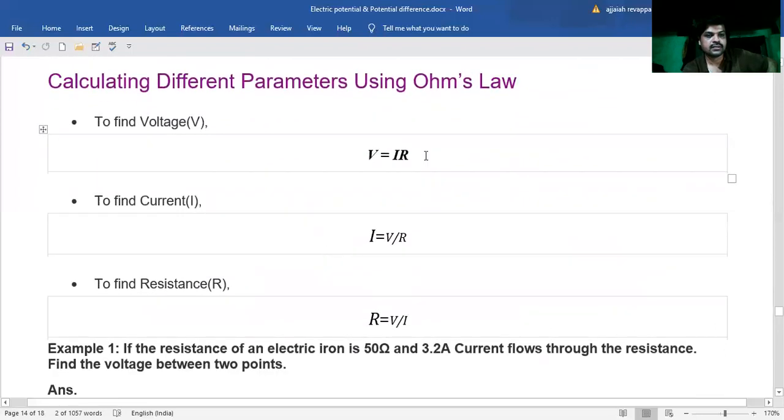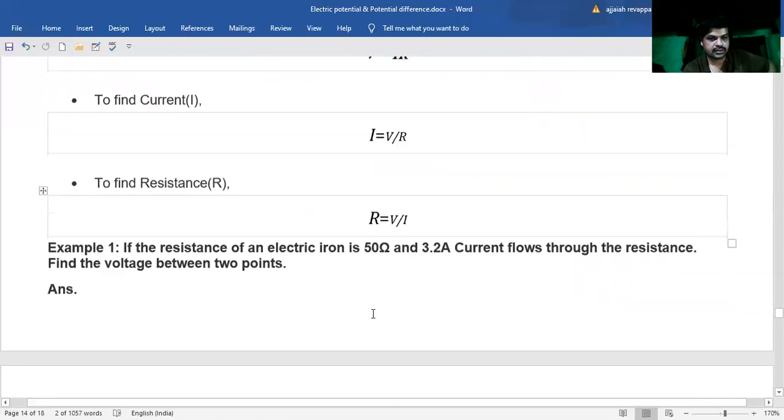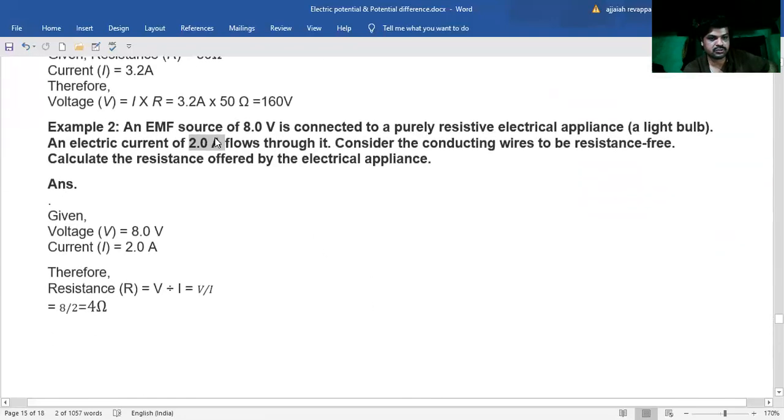Then to solve the problems on Ohm's law, there are 3 different types. You may be given the values of I and R and asked to find the potential difference. Or you may be given the values of V and R and asked to find the current. And by giving V and I values, you may be asked to find the resistance. And here are the numericals.